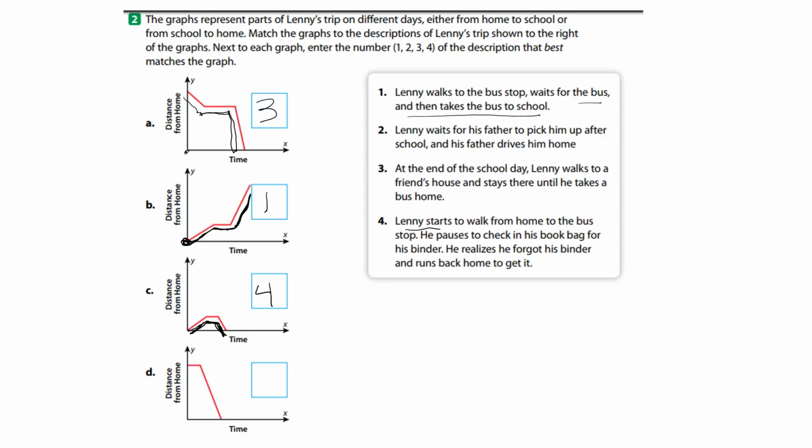We can see he starts to walk from home to the bus. He pauses to check his book bag, that's the stop, realizes he forgot something, and runs back home to get it. That shows him going back home. Meaning letter D is problem number 2.